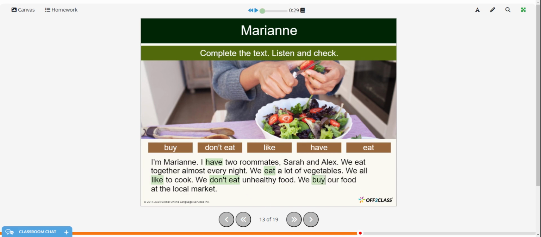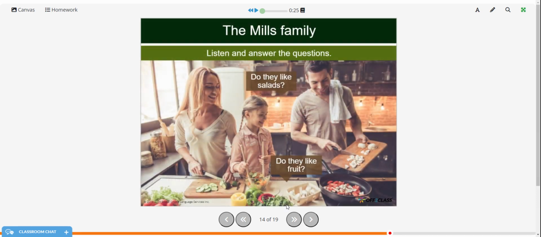All right, and again, these are all verbs in the present simple tense. All of them are positive except for don't eat, and that one is negative. All right, so now we're going to listen to the Mills family and then answer these questions.